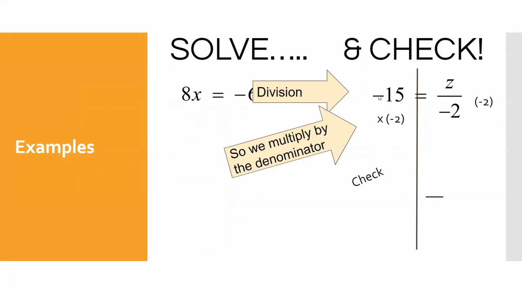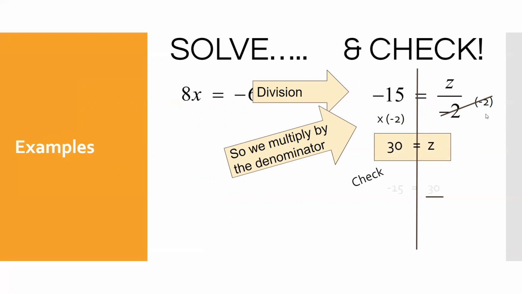So we've got a negative 15 times a negative 2. Well, a negative times a negative is a positive. 15 times 2 is 30. So my final answer is z equals 30.